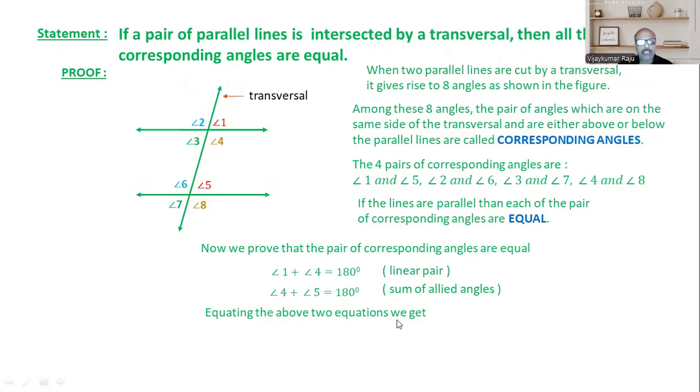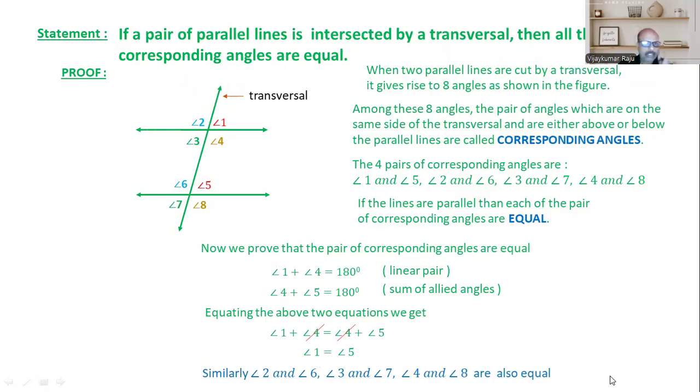Equating the two above equations, we get angle 1 plus angle 4 is equal to angle 4 plus angle 5. Angle 4 is on both sides, so it cancels. So you get angle 1 is equal to angle 5. That means similarly, angle 2 and 6, 3 and 7, 4 and 8 are also equal. Is it clear? So this was to prove that. This is the proof that these two angles are equal.